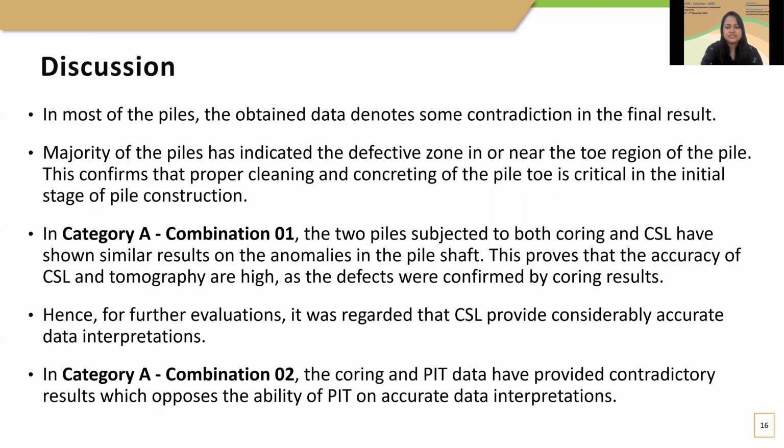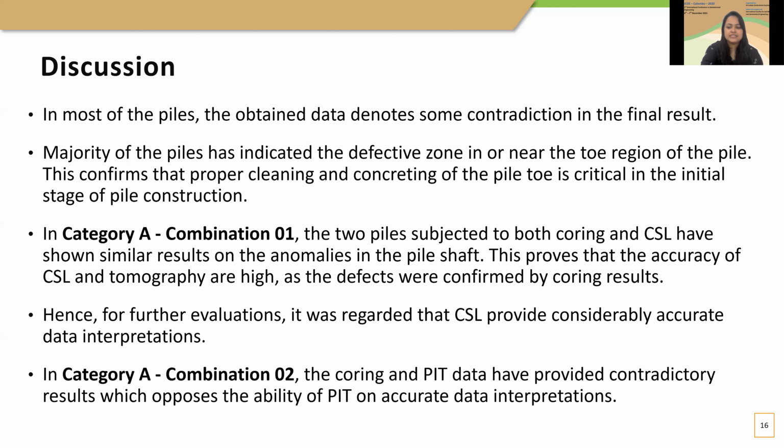Moving on to the discussion, when considering the data obtained, it could be observed that the majority of the piles have defects around the pile toe region, which implies that the pile toe construction is critical. And in combination 1, the piles subjected to both coring and CSL have indicated similar results, which proves the accuracy of CSL by confirmation of the defects by coring.